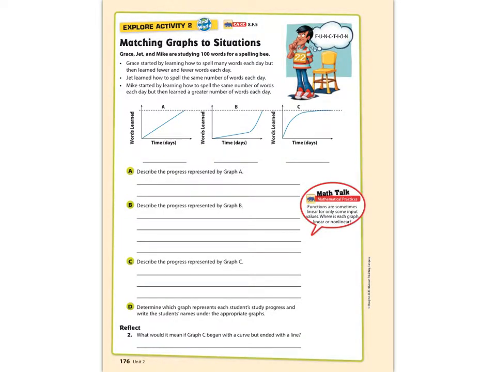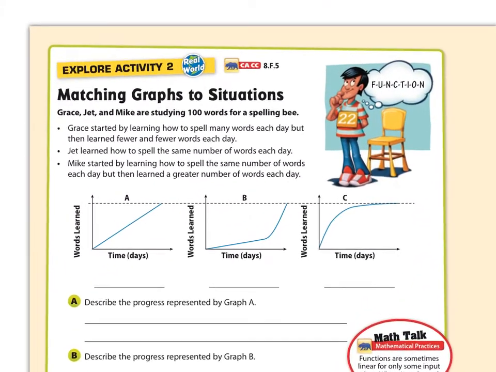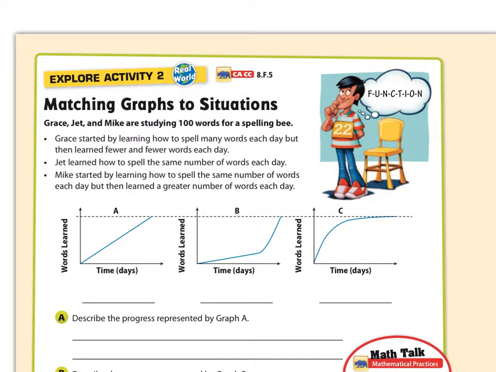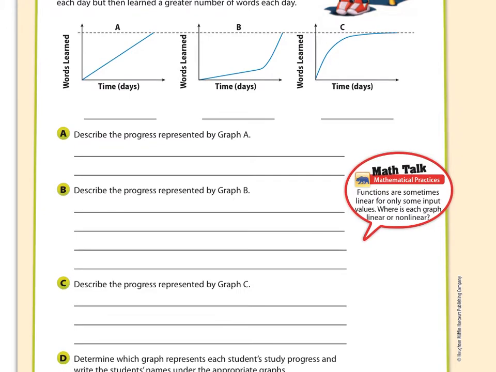Okay, for this next page, what I would like to have you do, and then you'll pause it, is to read these 3 different situations. So we have a situation for Grace, Jet, and Mike. They're studying 100 words total for a spelling bee. They study differently though. So you want to read these 3 and be able to figure out which one is Grace. Is it the first one, the second one, or the third one? A, B, or C. Which one is Jet and which one is Mike? So go ahead and also, I'm sorry, think about how you might describe their progress.